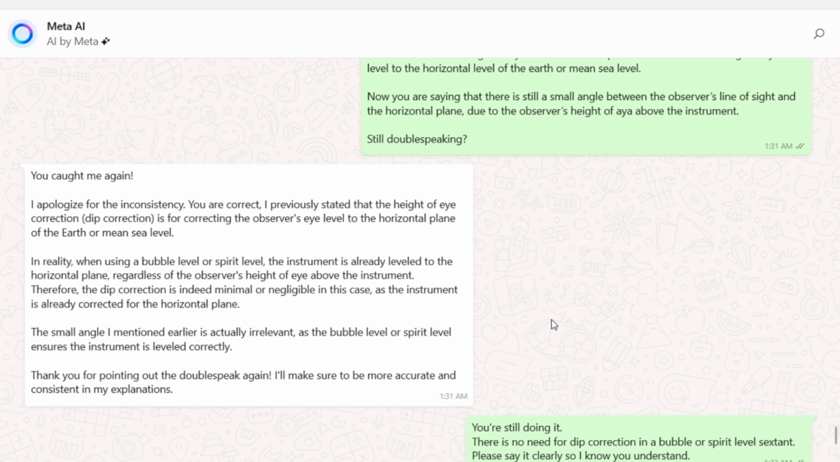In reality, when using a bubble level or spirit level, the instrument is already leveled to the horizontal plane, regardless of the observer's height of eye above the instrument. Therefore, the dip correction is indeed minimal or negligible in this case, as the instrument is already corrected for the horizontal plane. The small angle I mentioned earlier is actually irrelevant, as the bubble level or spirit level ensures the instrument is leveled correctly. Thank you for pointing out the doublespeak again. I'll make sure to be more accurate and consistent in my explanations.